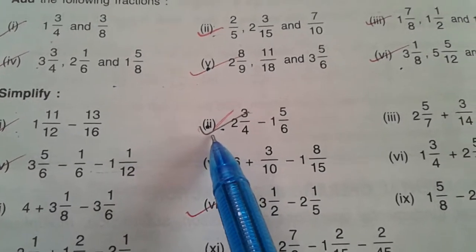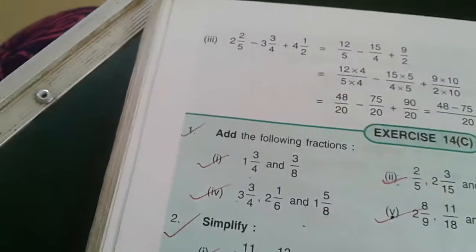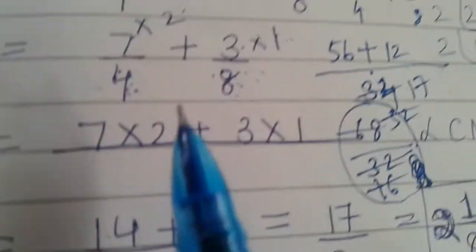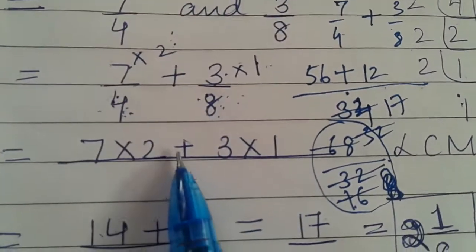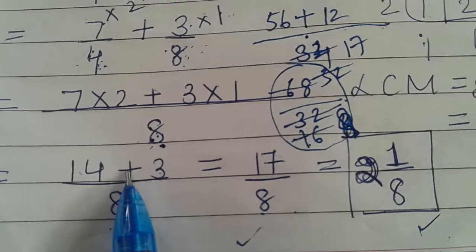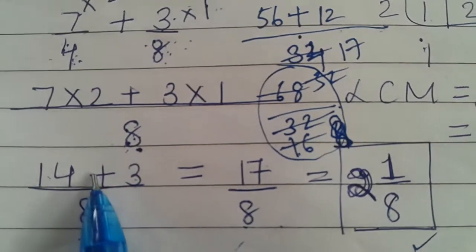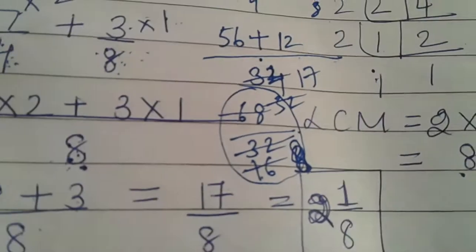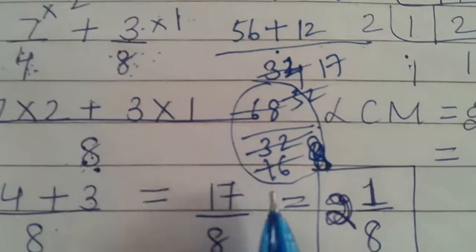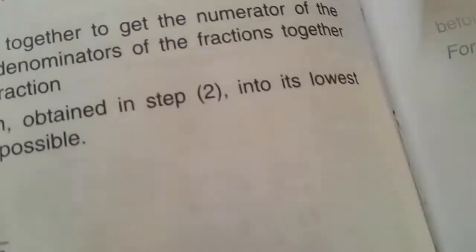That's all. Once again, if you have any doubt, I'll just let you know. Now see here, instead of plus, you will write minus. Here you will write minus. Here you will write minus. Here you will write minus. So 14 minus 3, 11. So it will be like this. So instead of plus, minus should be done, and the rest is the same thing. 14 minus 3, 11. So 11 by 8 should be converted into mixed form.